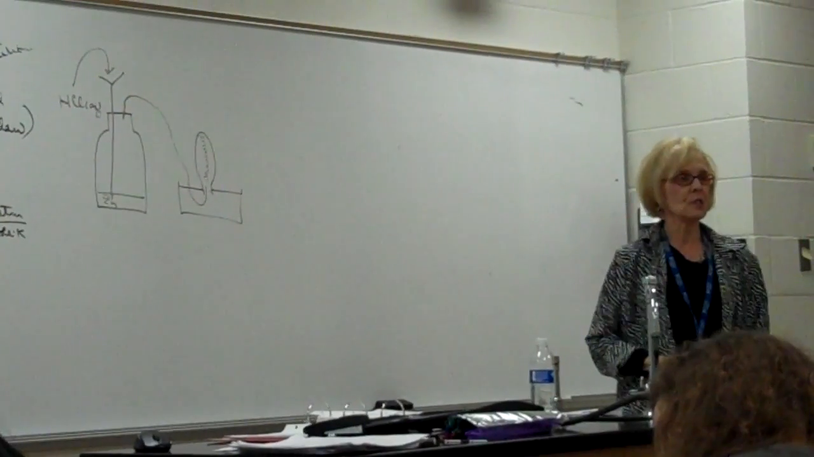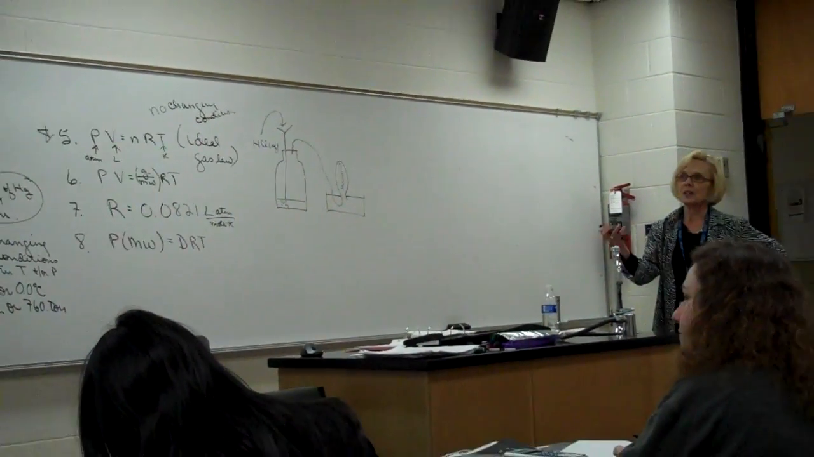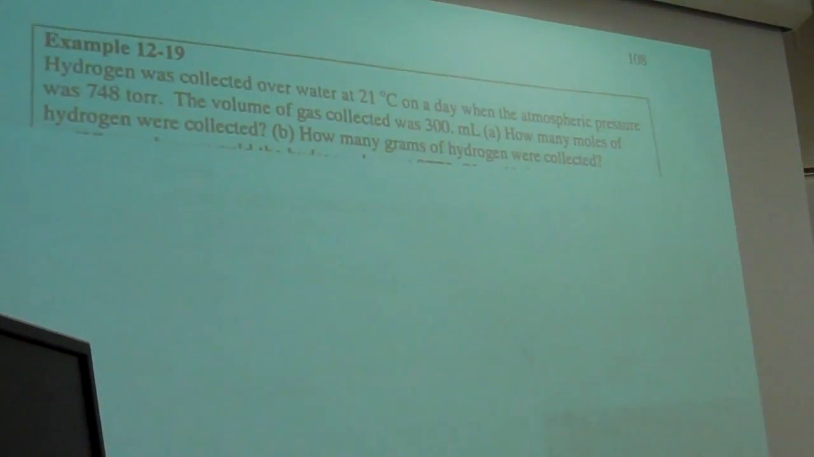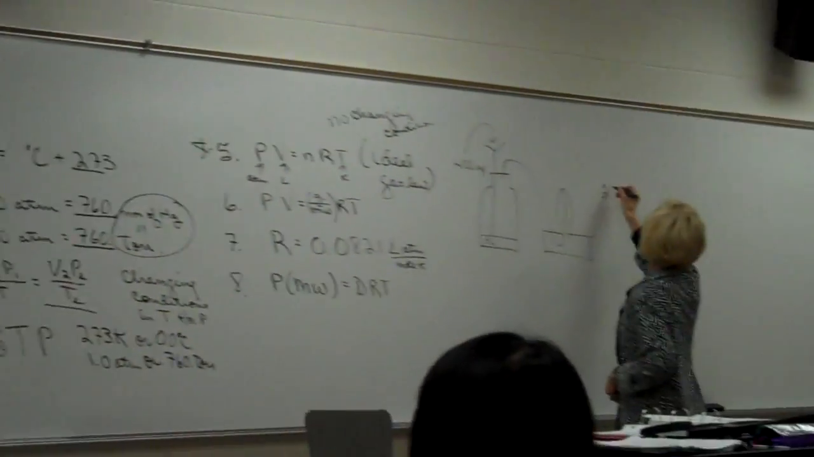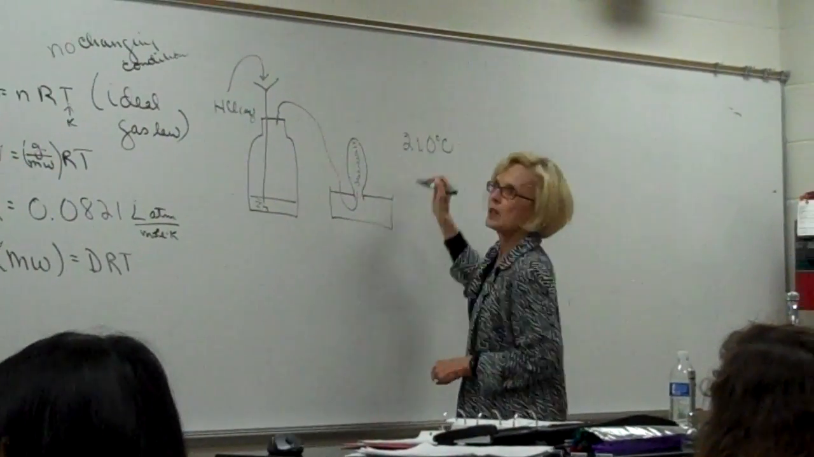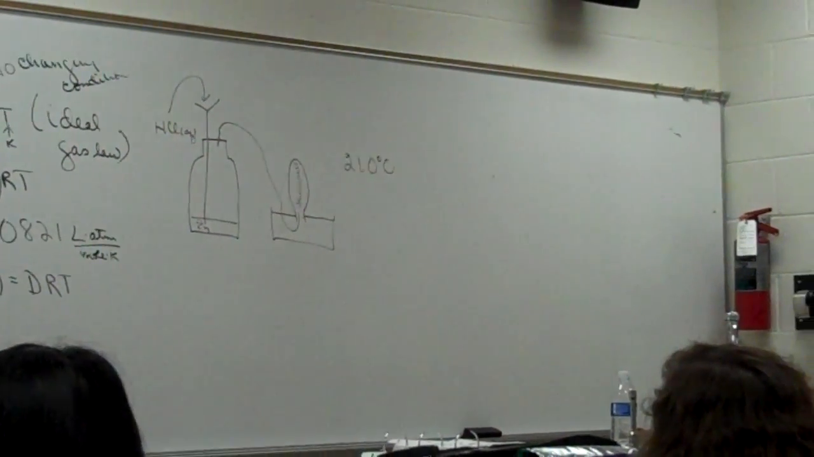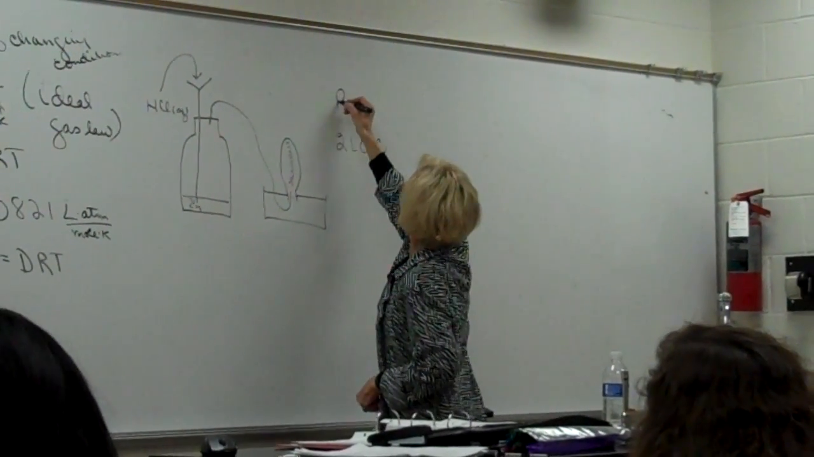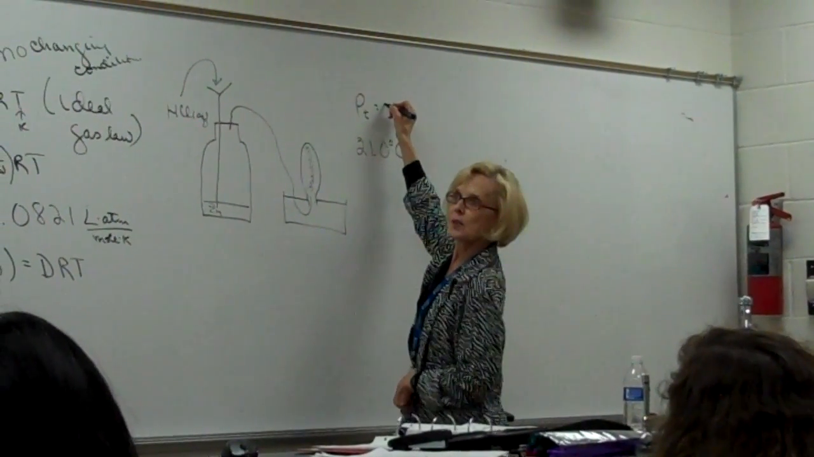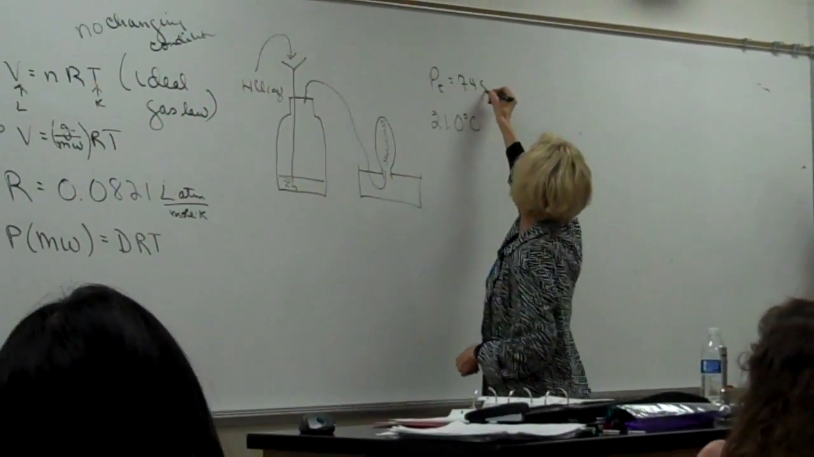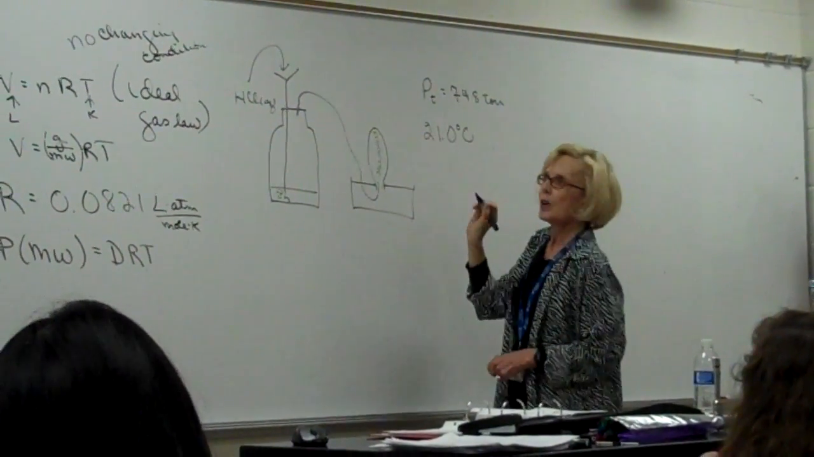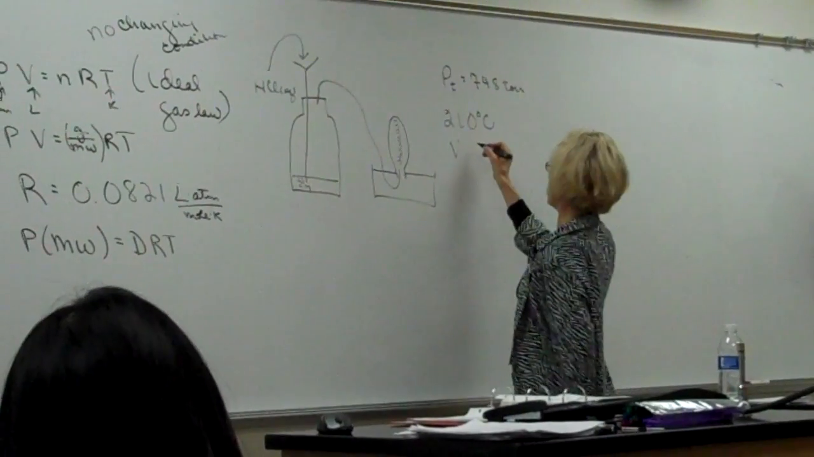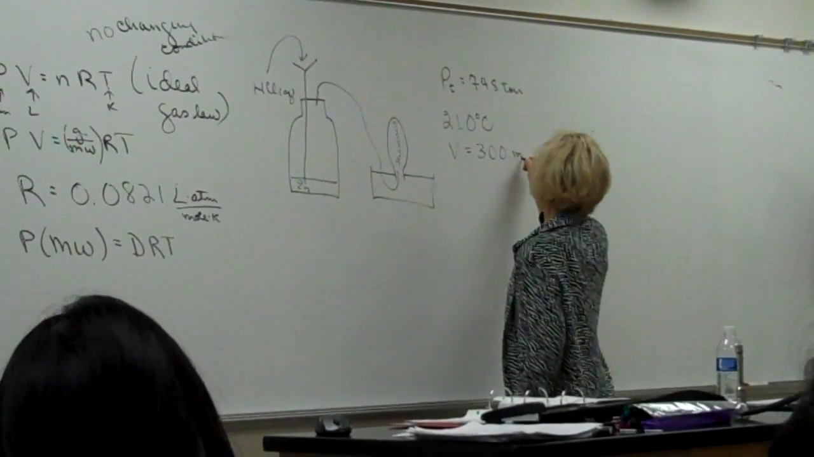Now let's go back over to the serious part. All they tell you is, hydrogen was collected over water. Well, this would be the setup they're talking about. And they're saying it's at 21 degrees, and let's make that 21.0 by giving ourselves a 0.0. When the atmospheric pressure, and this would be total pressure, is 748 torr. Okay, and the volume of this gas bottle, after we force all the water out of it, is 300 milliliters.